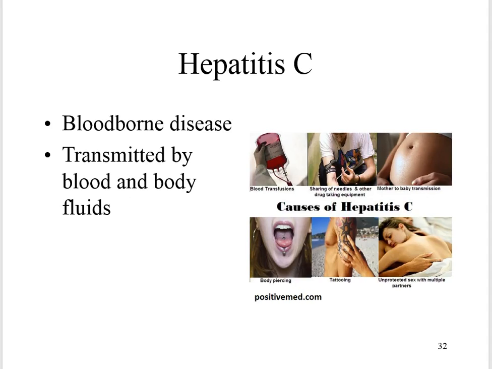Hepatitis C, this is a flavivirus. This is a blood-borne disease as well. It's transmitted by blood and body fluids, and 80% become carriers and are asymptomatic for the first 10 to 20 years. Okay, and they talk about causes here.